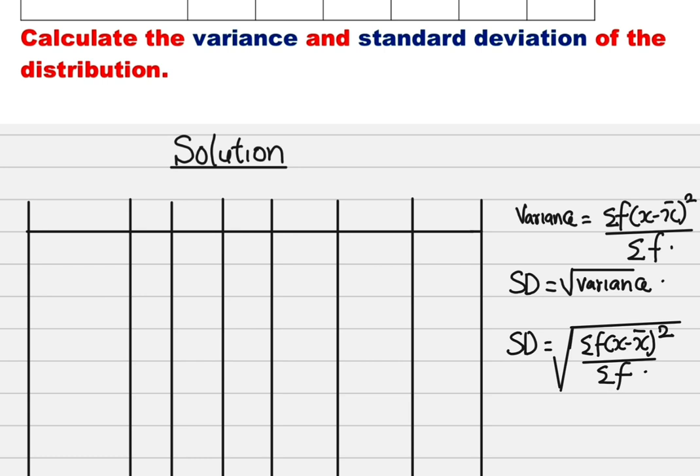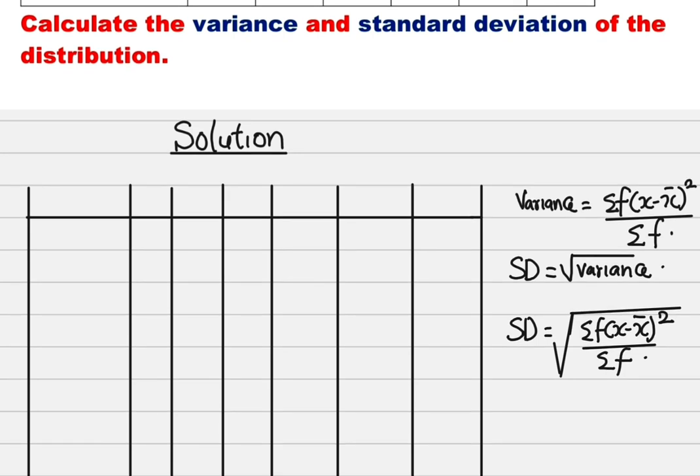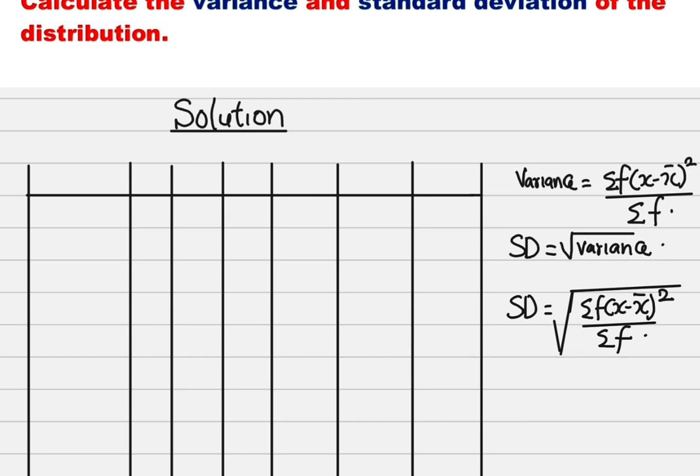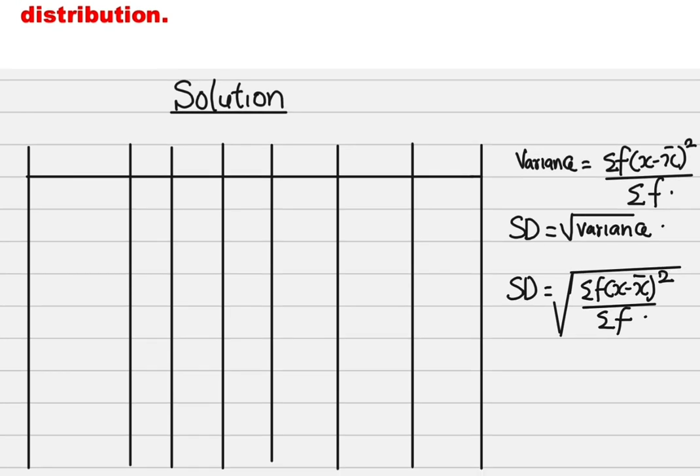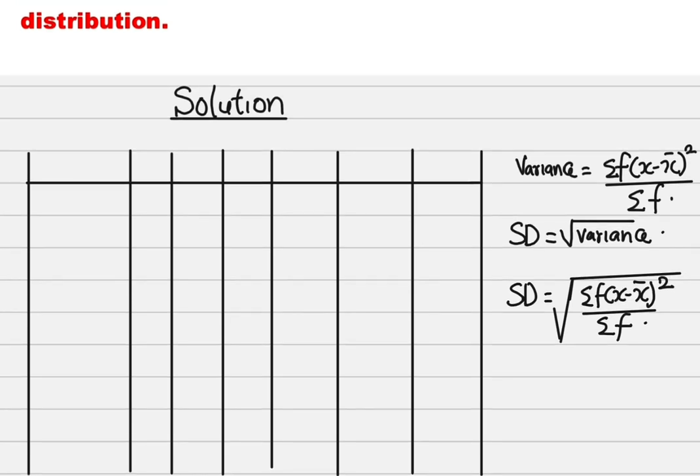Now, for us to actually solve this question, we must understand the formulas for variance and standard deviation. Check it out. By the right hand corner, you see that variance is summation f into (x minus x bar) all squared, all over summation f. And standard deviation, SD, is the square root of variance. Hence, SD is going to be the square root of summation f into (x minus x bar) all squared, all over summation f. So let's move quickly to actually solve this question.